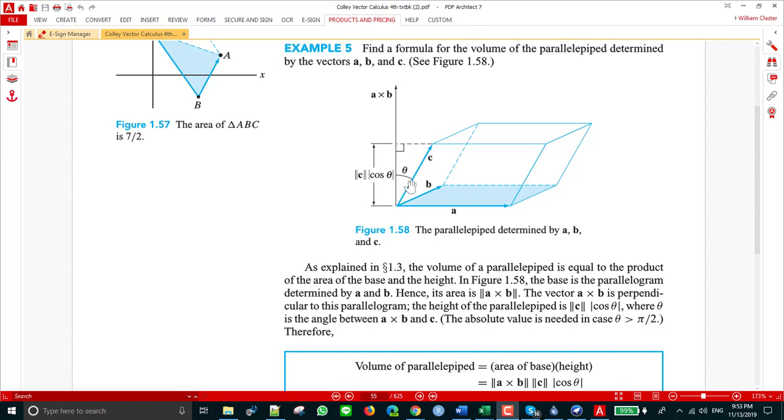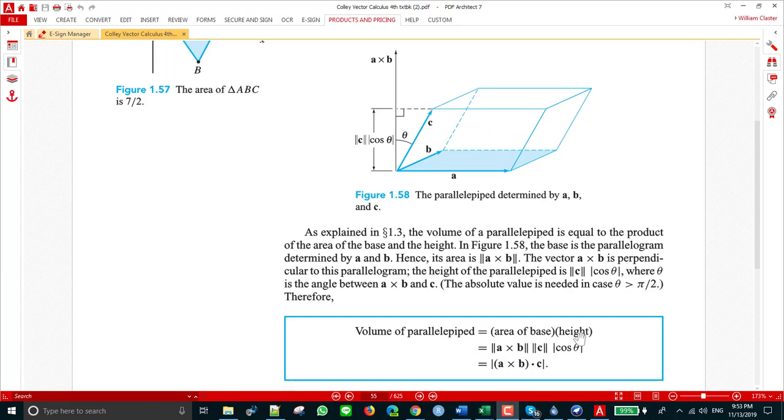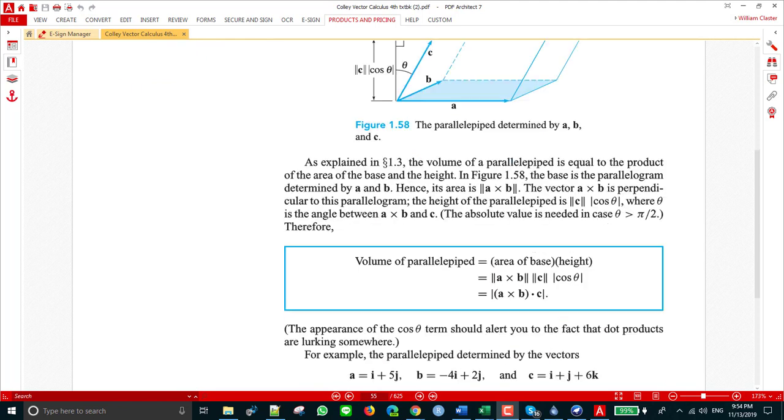So now we know the height of the parallelepiped, and we know this area. So the volume of the parallelepiped is going to be the area of the base times the height. The area of the base is the norm of A cross B, and the height, this thing, is this. And this can be written like this.